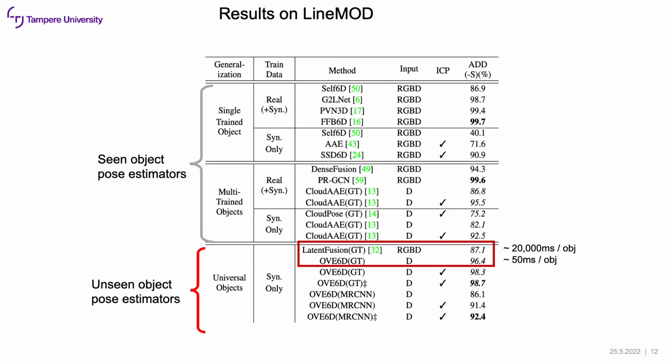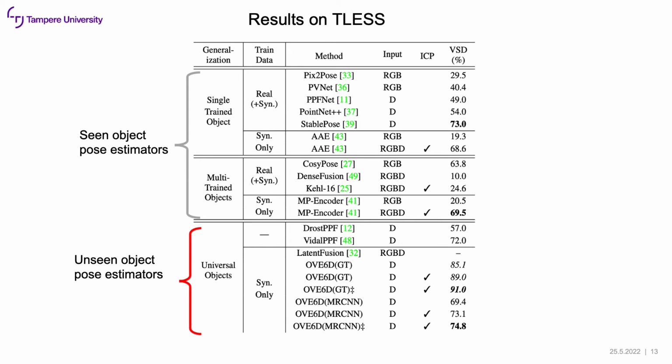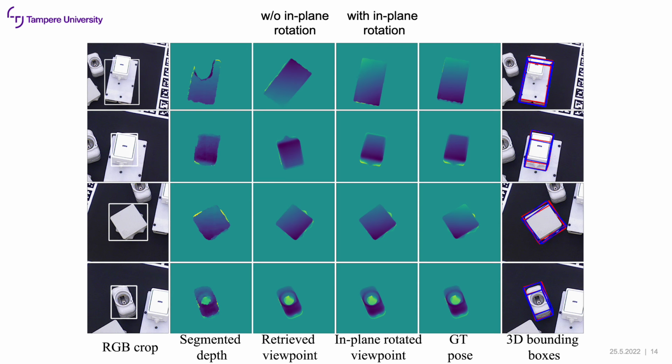The evaluation on the LINEMOD dataset is shown in this table. Compared to LatentFusion, our method is more accurate and much faster. Also, compared with other seen object pose estimators, our method still can achieve a comparable result even without seeing any object in this dataset. On the T-LESS dataset, our method can obtain a comparable result without using ICP. After ICP refinement, our method achieves the state-of-the-art performance without using any image from this dataset.